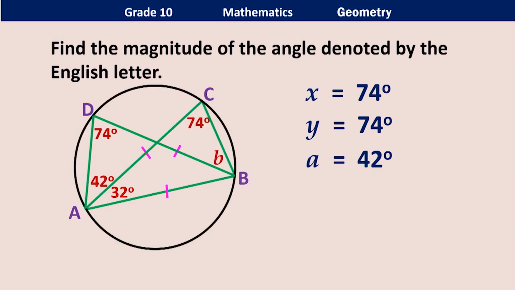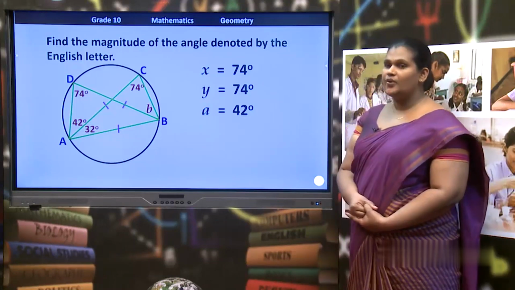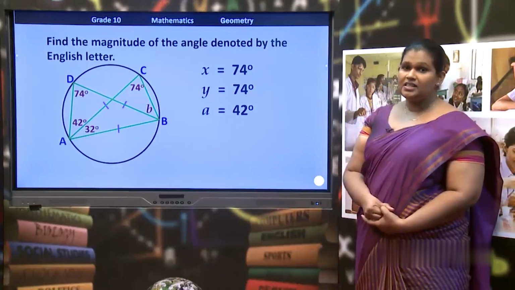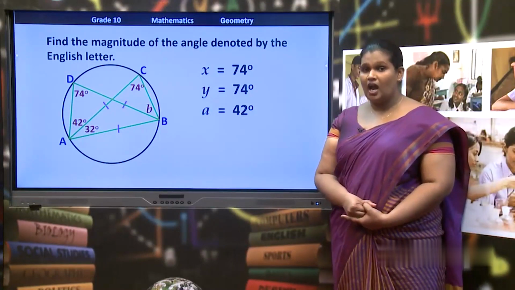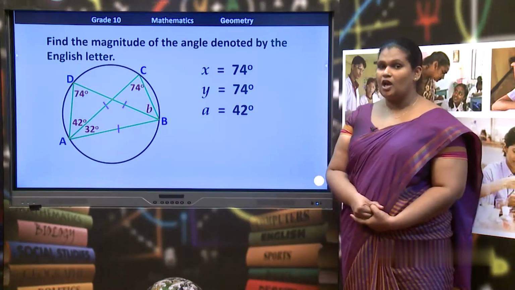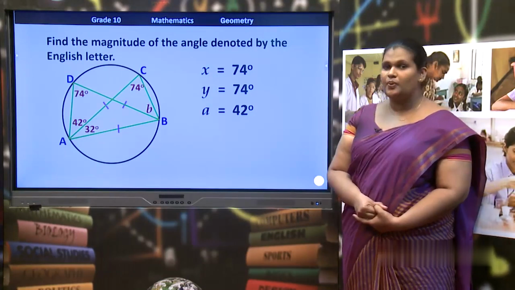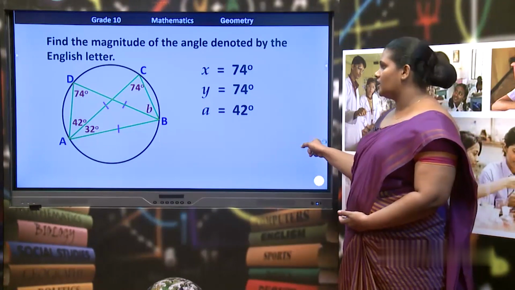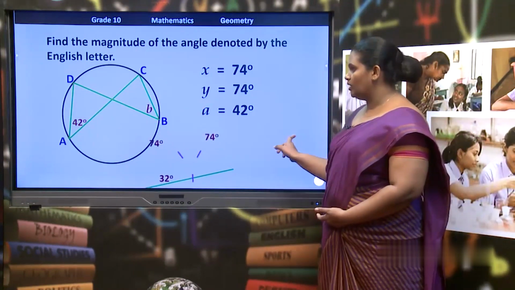Right. Now, we have got the value of x, y and A. Finally, we have to get the value of B. Once again, can you observe that angle A and angle B are on the same segment? Right, therefore, the magnitude of angle A should be equal to the magnitude of angle B. Therefore, we can get the magnitude of angle B as 42 degrees.